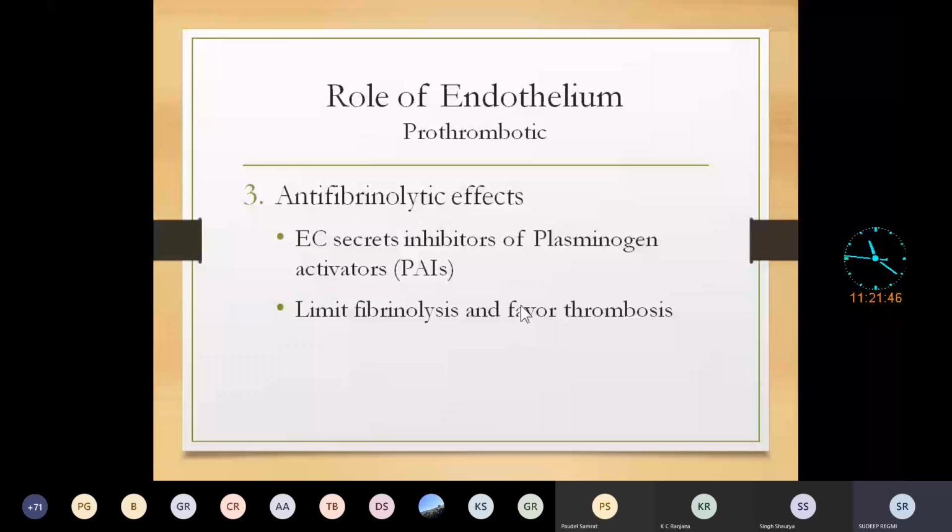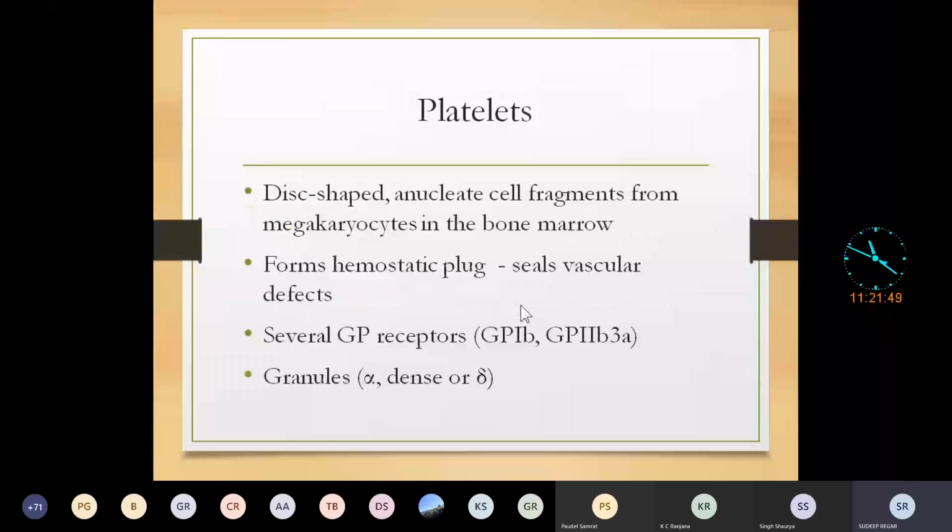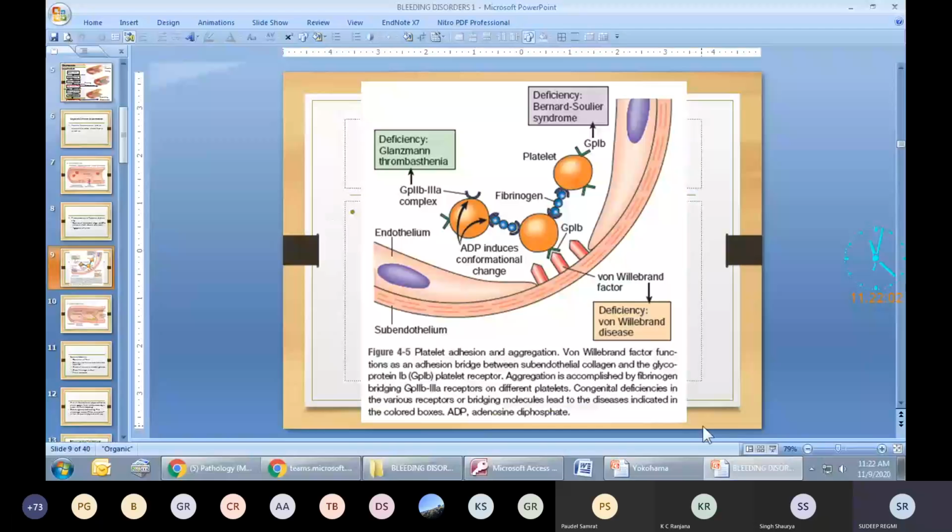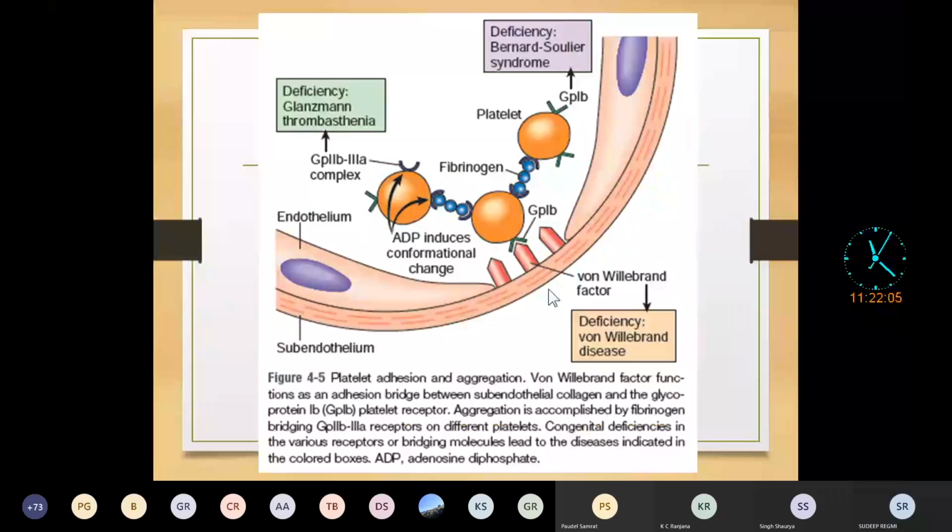Today we'll start with platelets. Platelets are also very important. Let me take you back to one figure from yesterday. This is a very important figure which talks about the role of platelets in primary and secondary hemostasis. Yesterday also I emphasized this a lot: the endothelium, the platelets, and the interaction between the platelet and the endothelium.